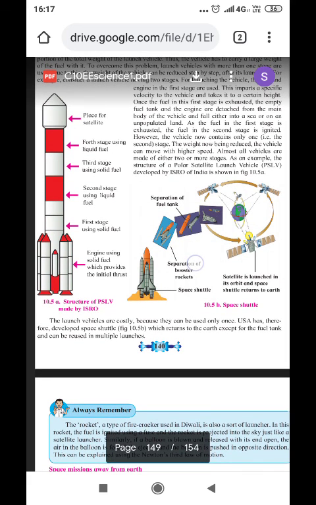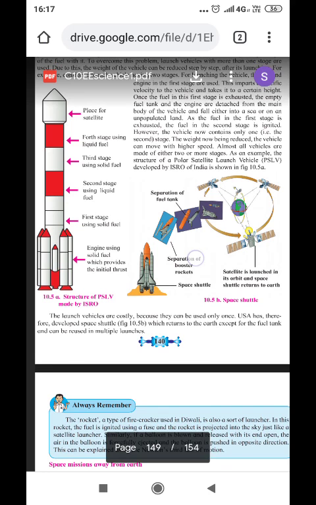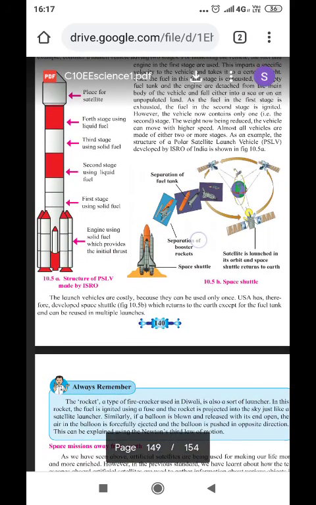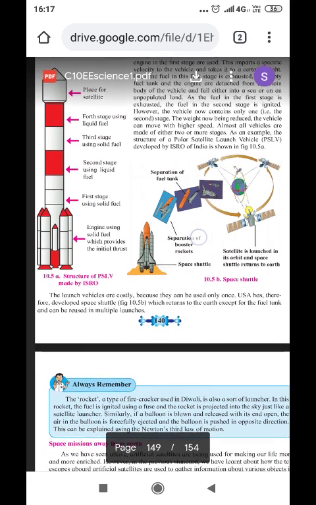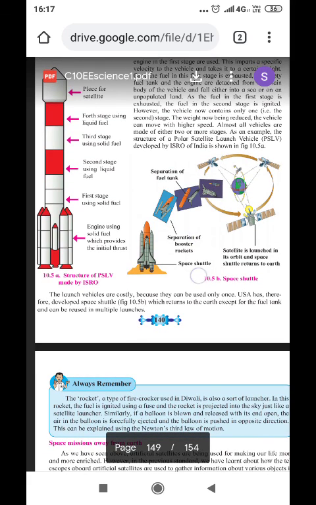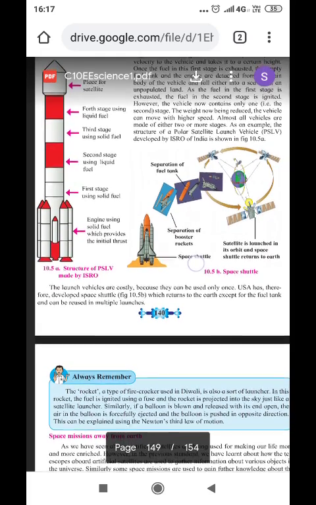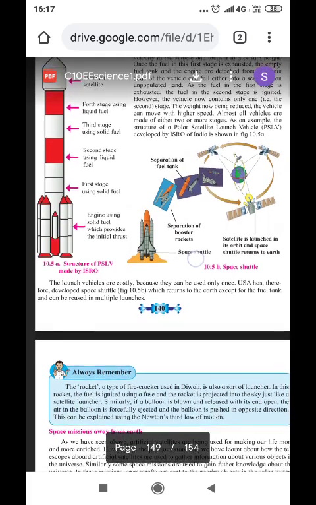As the fuel in the first stage is exhausted, the fuel in the second stage is ignited. As soon as the first stage fuel is exhausted, a fuel tank is required to fly further. So as the fuel of the first stage is exhausted, the fuel of the second stage is ignited. However, the vehicle now contains only one stage, that is the second stage. The weight has now been reduced. The vehicle can move with a higher speed. Almost all vehicles are made up of either two or more stages.